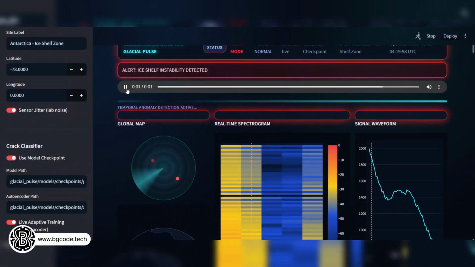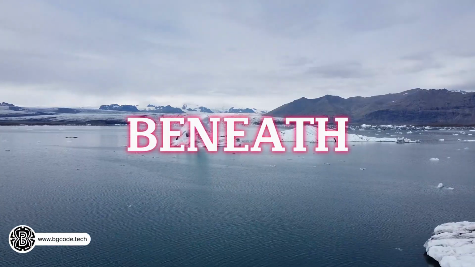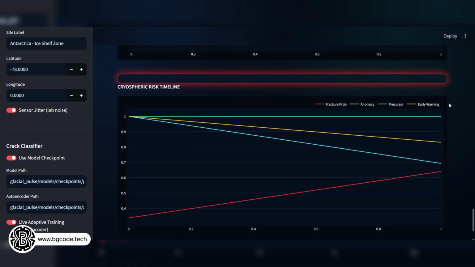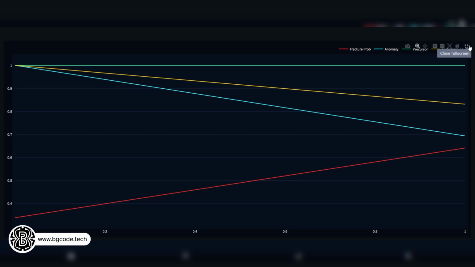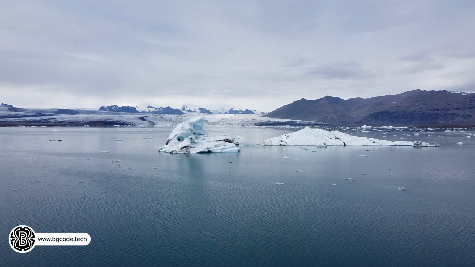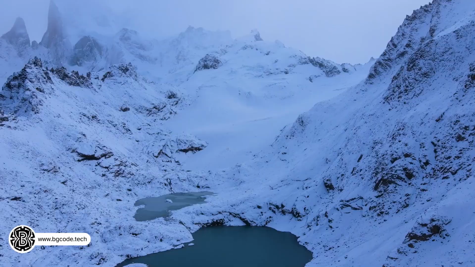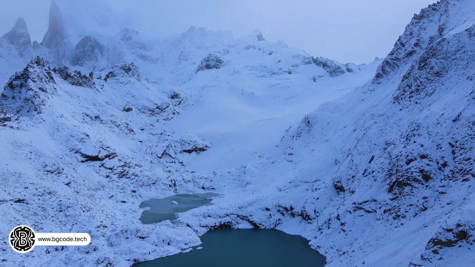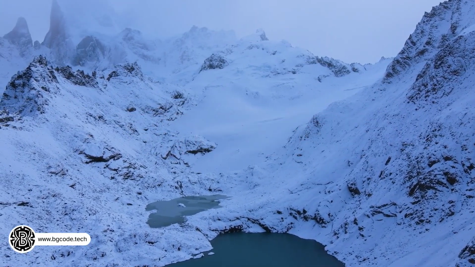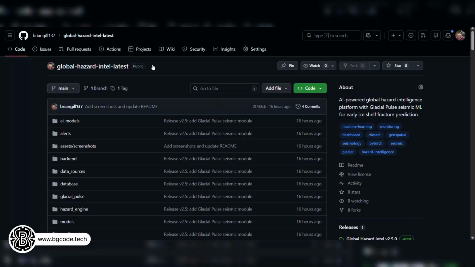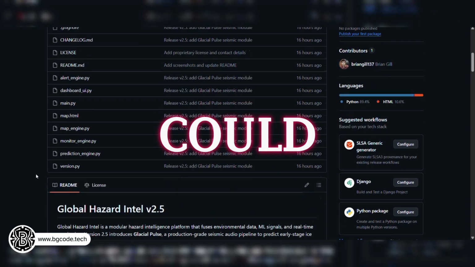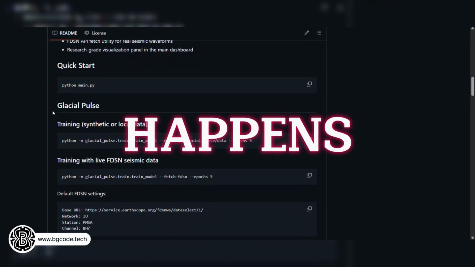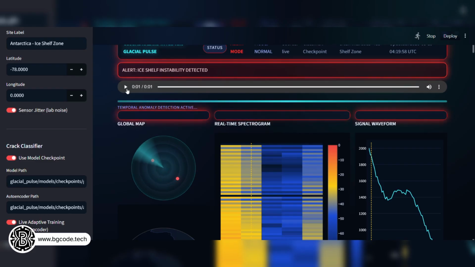The glaciers are not silent, they are screaming. Deep beneath the Antarctic ice, invisible fractures are forming, long before we can see them. By the time we detect them visually, it's already too late. But what if we could hear the collapse before it happens? What if we could decode the hidden acoustic signals of glaciers using artificial intelligence?